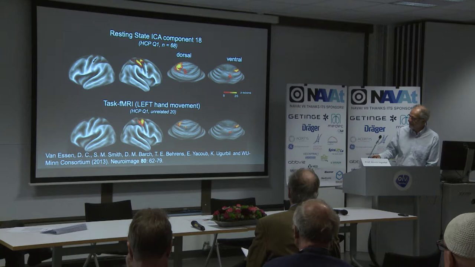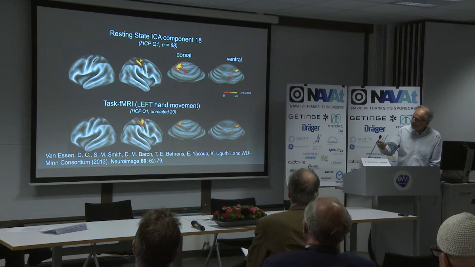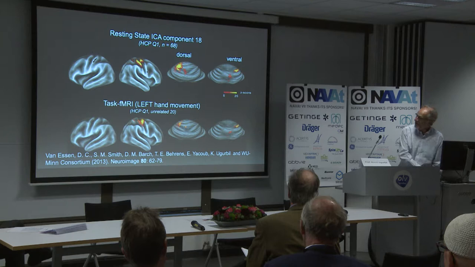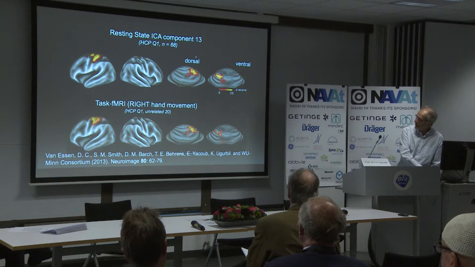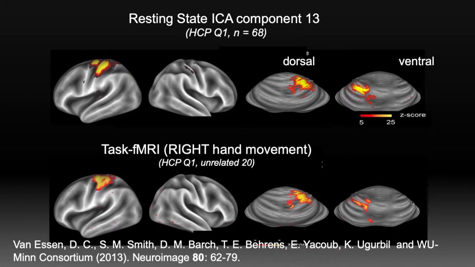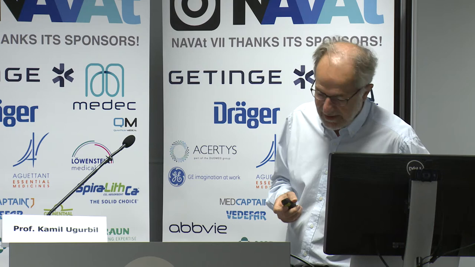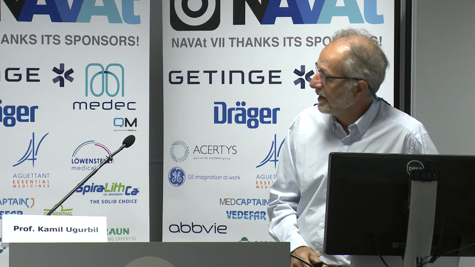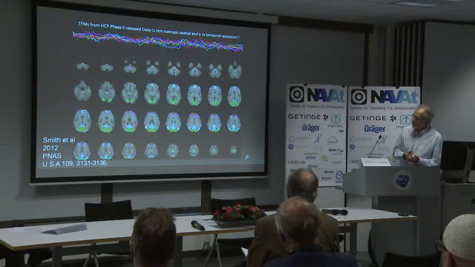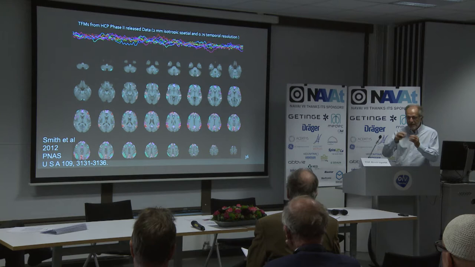So essentially, since hand movement is lateralized in the brain, you can find another component. Now this is on the other hemisphere, and now you look at the right hand movement, again, beautiful correlation. So essentially what's happening is that in the brain, areas that are somehow linked together and work together to accomplish particular tasks also oscillate together. We don't know exactly why they are oscillating together, but they do. And those oscillations, of course, change in time, and you can monitor this. And this is from a paper we published on the Human Connectome Project showing the different regions participating in these different areas and networks.